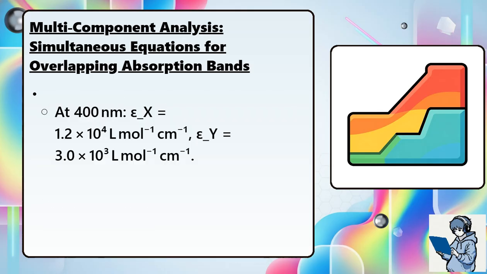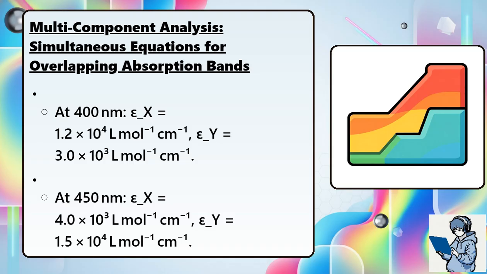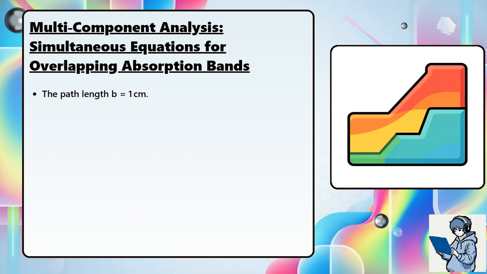At 400 nanometers, epsilon X equals 1.2 times 10 to the 4 liters per mole per centimeter. Epsilon Y equals 3.0 times 10 to the 3 liters per mole per centimeter. At 450 nanometers, epsilon X equals 4.0 times 10 to the 3 liters per mole per centimeter. Epsilon Y equals 1.5 times 10 to the 4 liters per mole per centimeter. The path length b equals 1 centimeter.